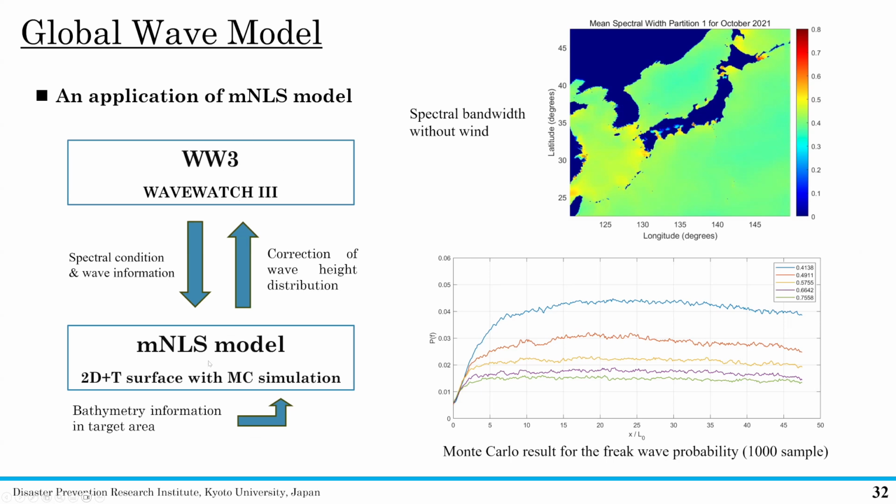So what we need is spectral information and wave information. For example, the spectral bandwidth, and some initial wave phase, initial acceleration, and also the initial amplitude. That is all the W3 model can provide. And we also need target area bottom information. With this information, we can give our correction of the wave height distribution and send it back to the W3.